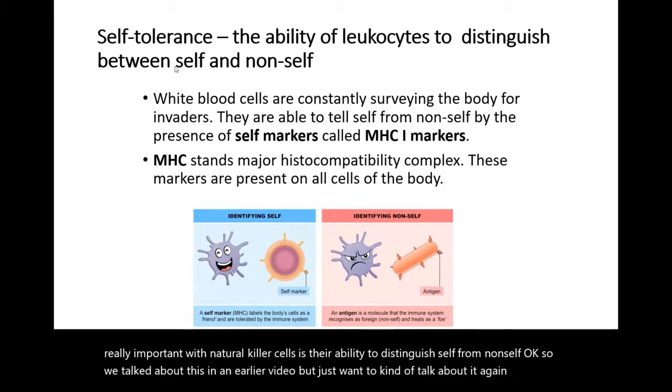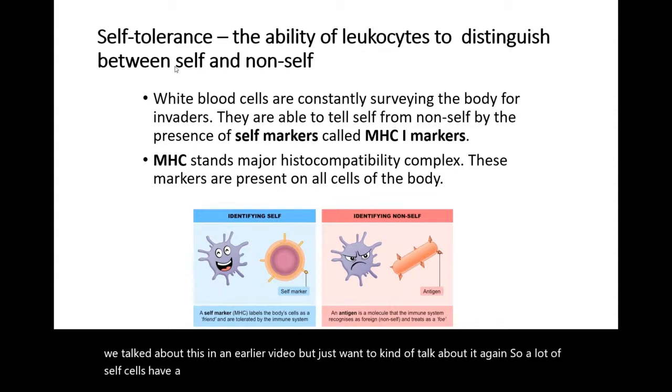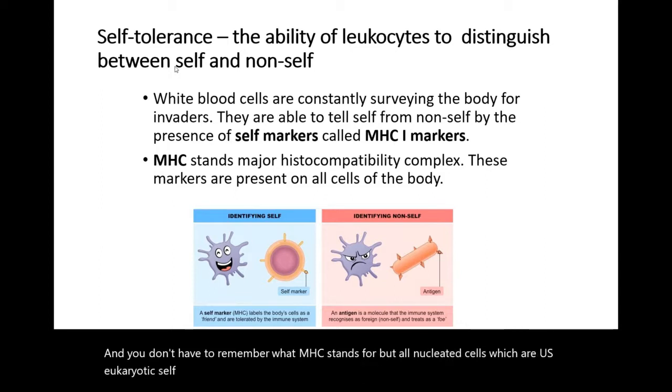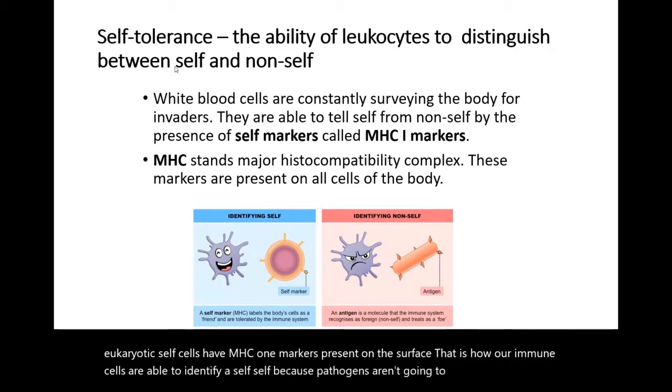So a lot of self cells have a special molecule on their surface. MHC1, major histocompatibility complex. And you don't have to remember what MHC stands for, but all nucleated cells, which are us eukaryotic self cells, have MHC1 markers present on the surface. That is how our immune cells are able to identify a self cell, because pathogens aren't going to have MHC1 on their surface.